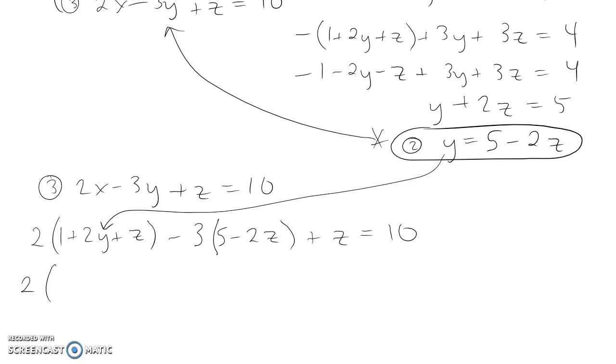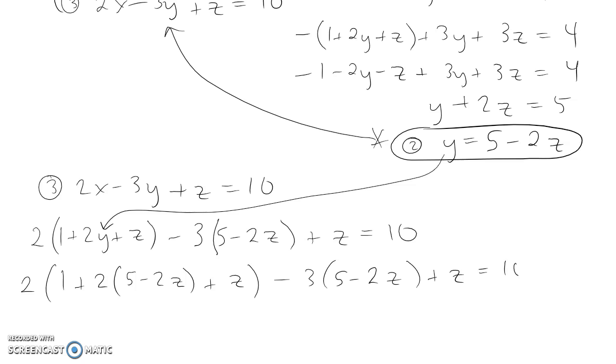So we're going to take 2 times (1 plus 2, now we're going to plug in equation number 2 right here, 5 minus 2z, because it's the value of y), plus z, minus 3 times (5 minus 2z, plus z) is equal to 10. Okay, now distributing and all of that stuff, I can let you do that. It's just a linear equation.